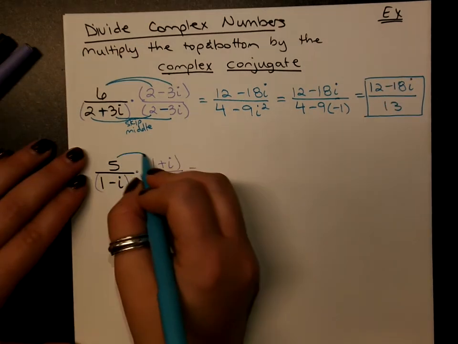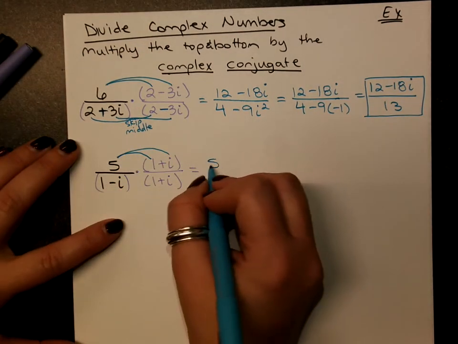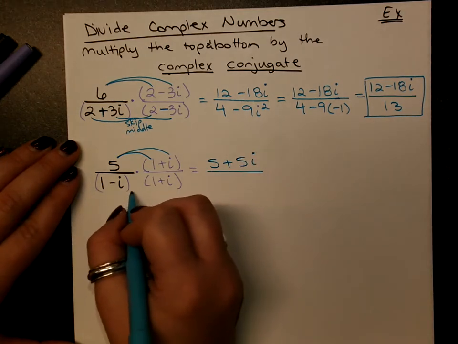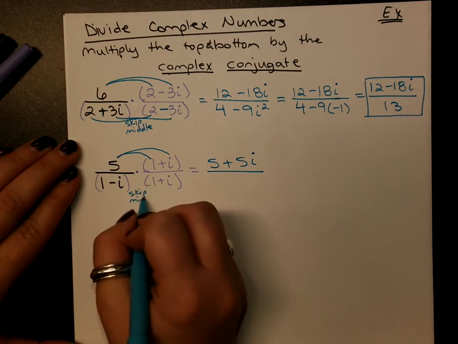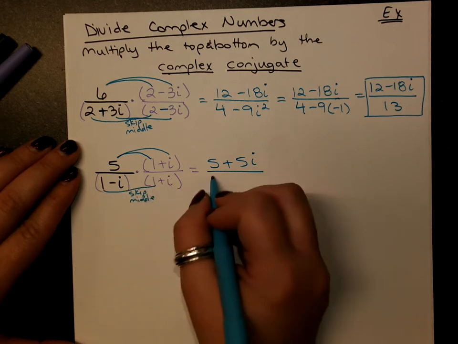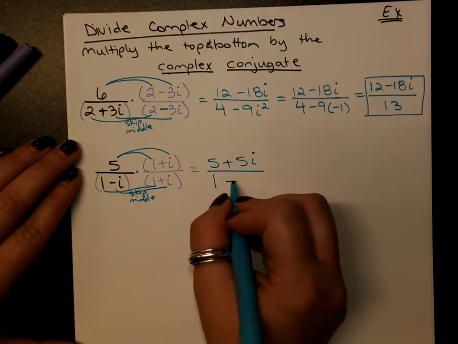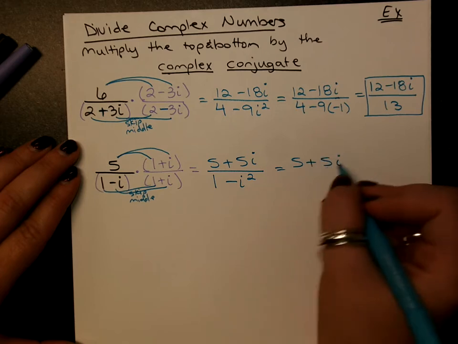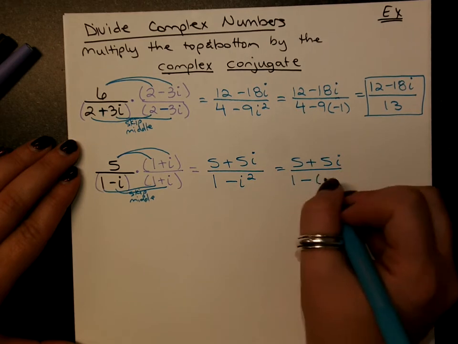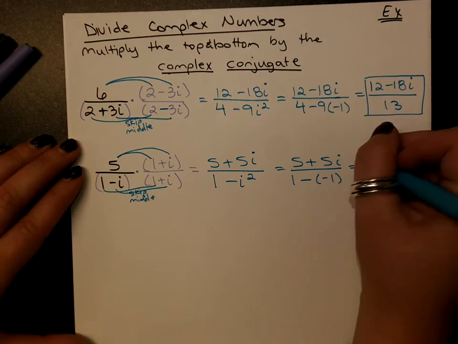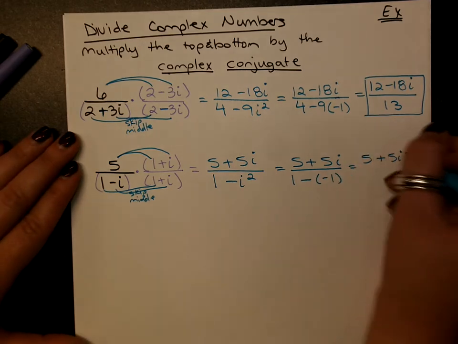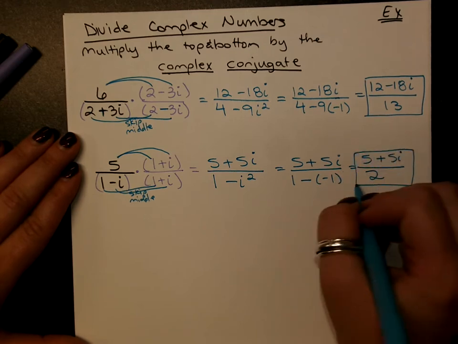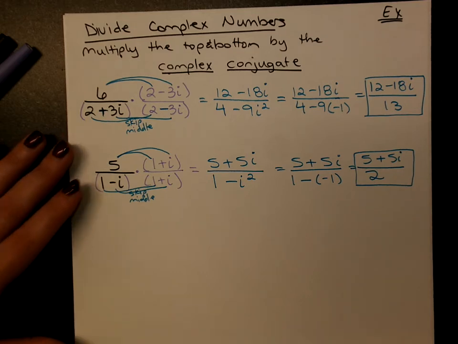So we're going to have 5 times 1 and 5 times i, 5 plus 5i over, when we do this we get to skip the middle. 1 times 1 is 1, negative i times positive i is negative i squared. This becomes 5 plus 5i over 1 minus negative 1. So the final answer is 5 plus 5i over 1 plus 1, which is 2. 5 plus 5i over 2.